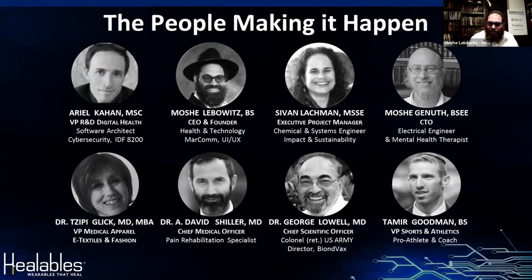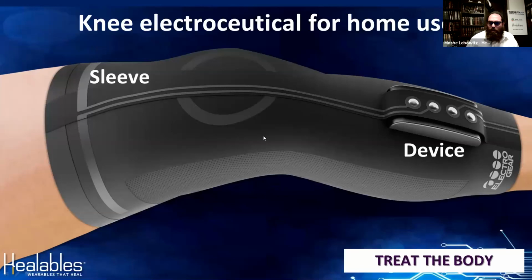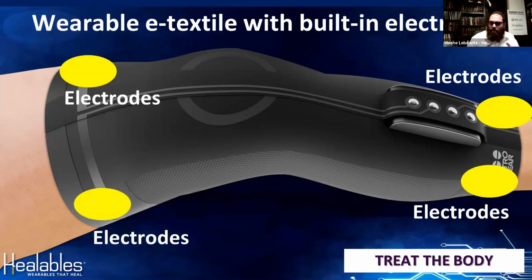He's also had a successful exit, selling his startup to GSK. So here's how our device works. We treat the body with our device docking onto textiles, and our textiles have built-in electrodes that deliver subsensory microcurrent electricity to the body. Subsensory means that for most people, you can't even feel it.